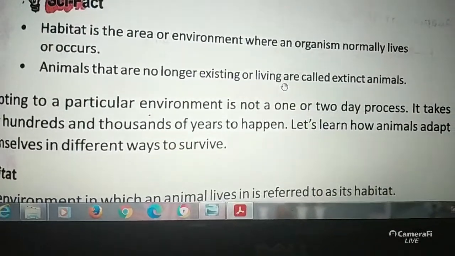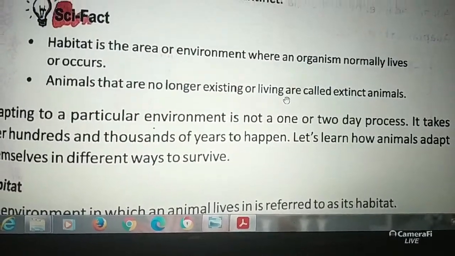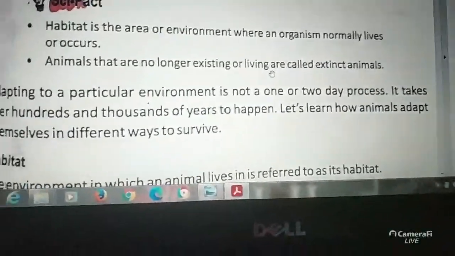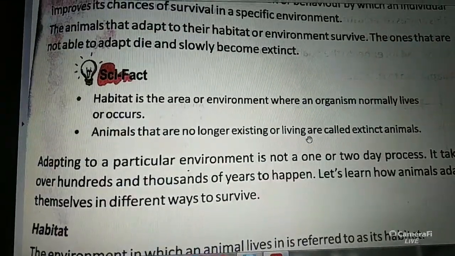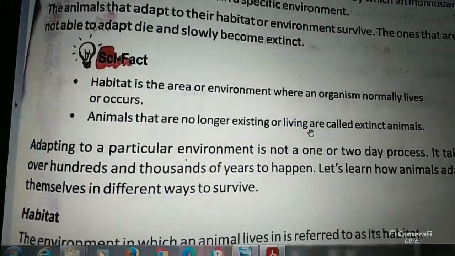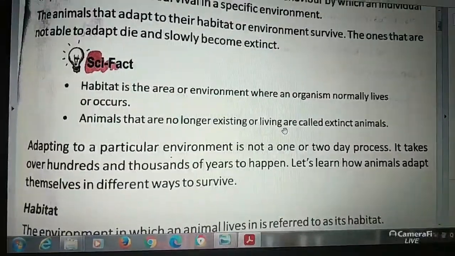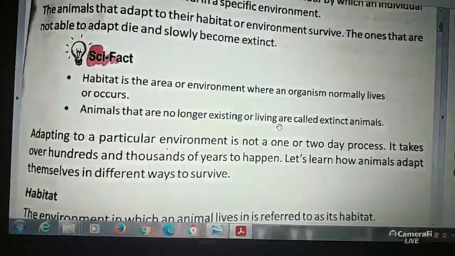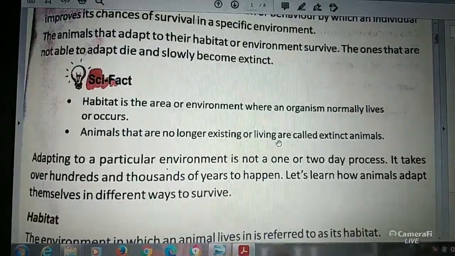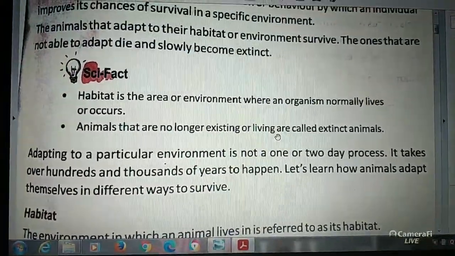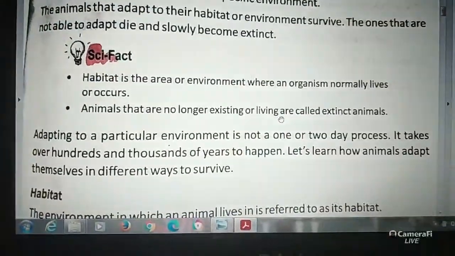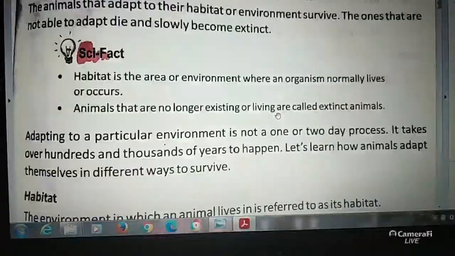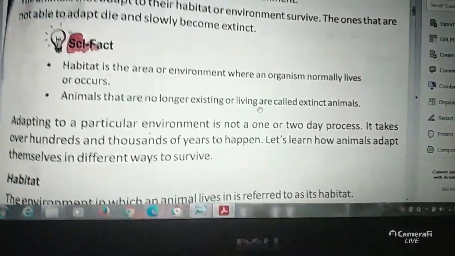Adapting to a particular environment is not a 1 or 2 day process. Adaptation takes hundreds and thousands of years to happen. So in one day you can't see a fat layer coming in a polar bear. It has taken millions of years to have the fat layer under the skin of the polar bear. Let's learn how animals adapt themselves in different ways to survive.